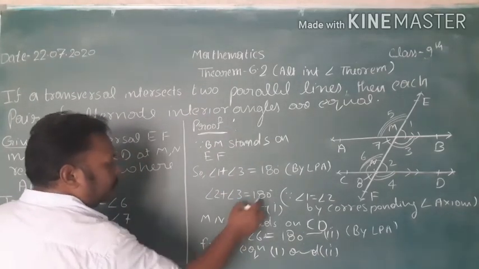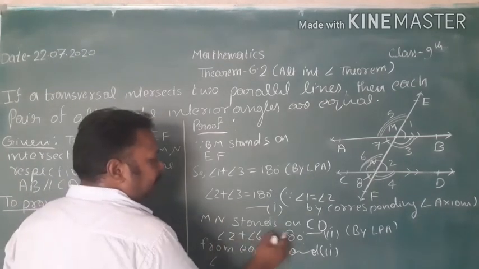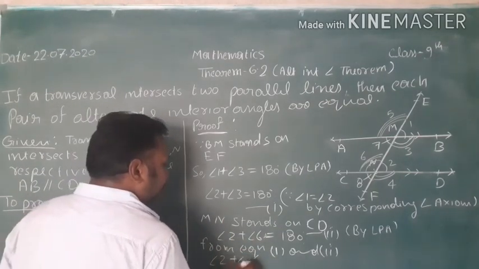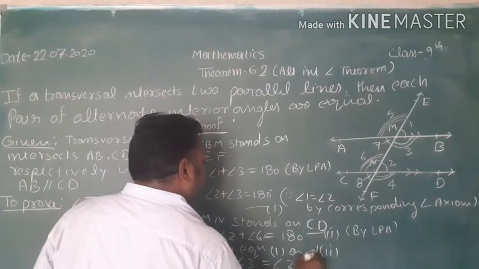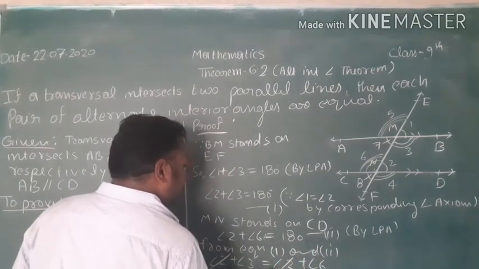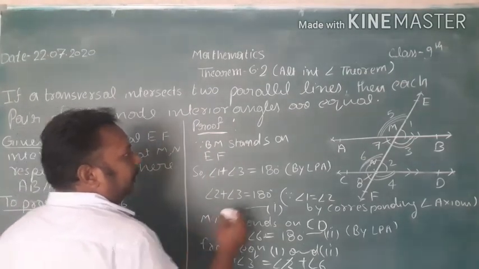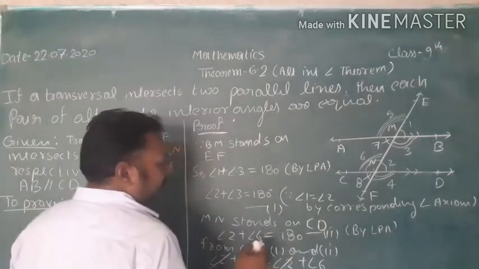equalize both things which are equal to the same thing. 2 plus 3 equal to 180 and 2 plus 6 equal to 180. So 2 plus 3 equal to 2 plus 6. Now 2 is cancelled from both sides. Our answer is 3 equal to 6.